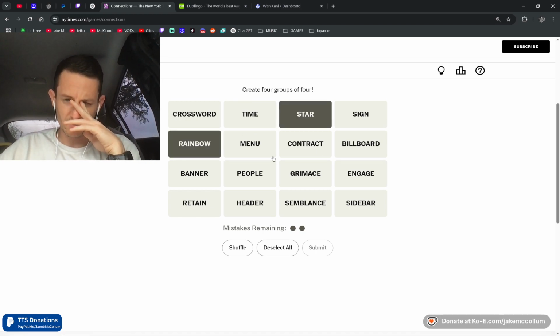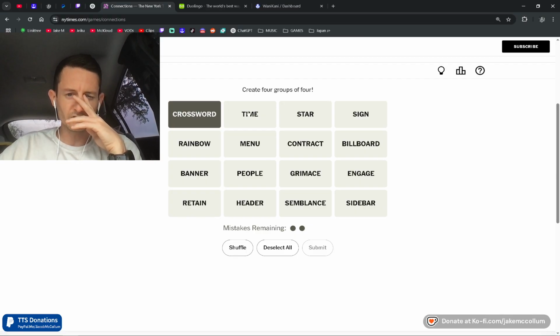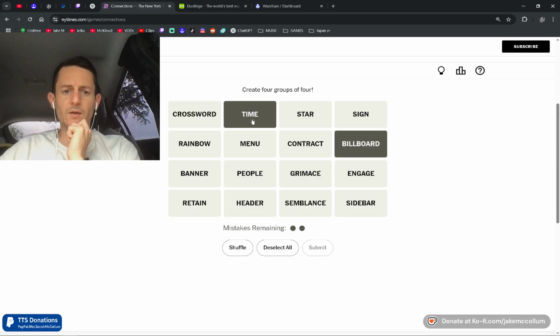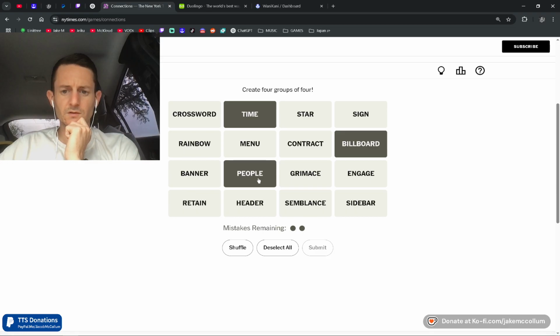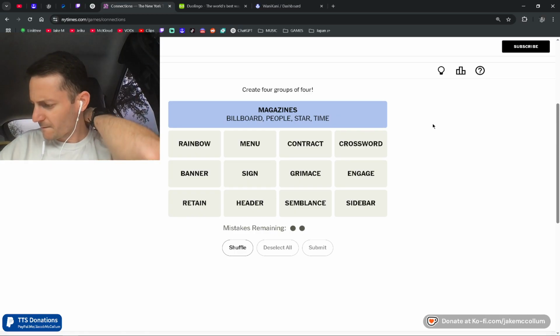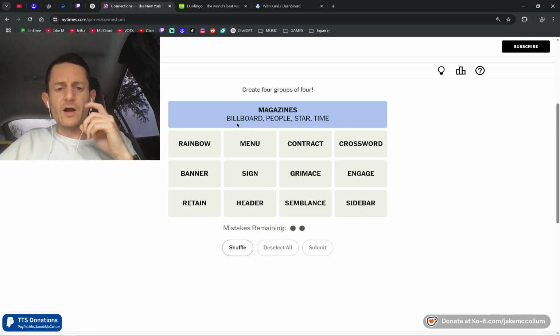Rainbow, star. Things with the weather. This is stupid. Crossword. New York Times. Star, sign, billboard, contract, menu. Oh, billboard. Time. People. Star? Alright, there's one. That's magazines. Okay, we got one.